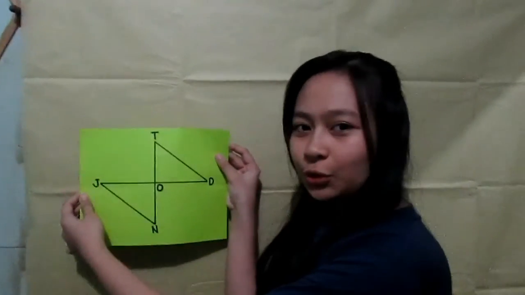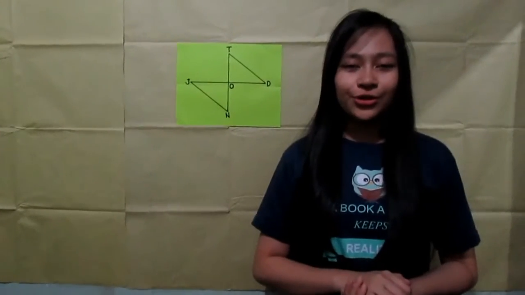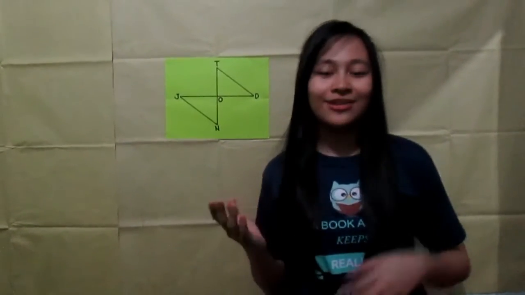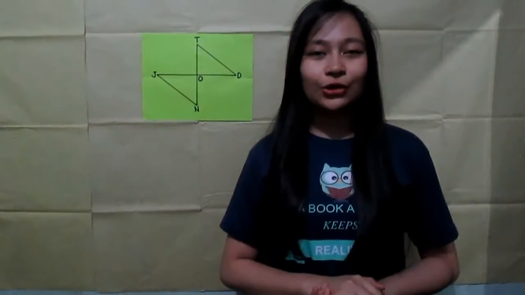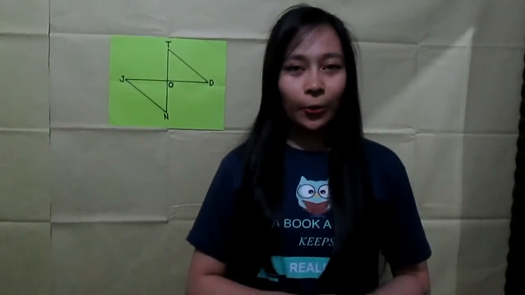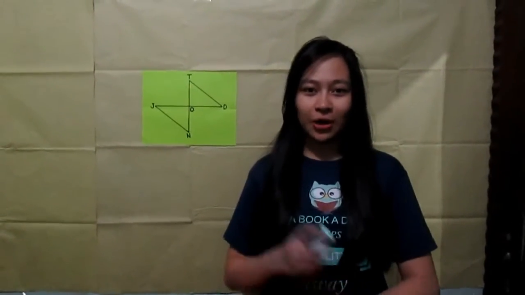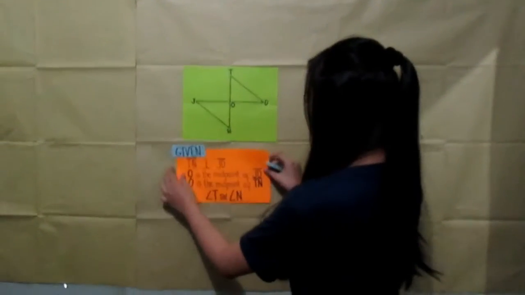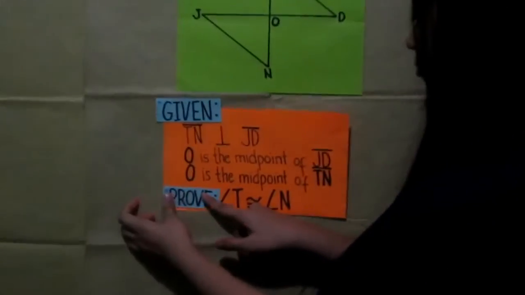For today, I'm going to use this diagram to show you how to prove triangle congruence. For you to understand further, I'm going to use the if-then statement. So, if line segment TN is perpendicular to line segment JD and O is the midpoint of both line segment JD and TN, then angle P is congruent to angle N. Along with the if-then statement, we also have the given, and at the same time, the problem we need to prove.